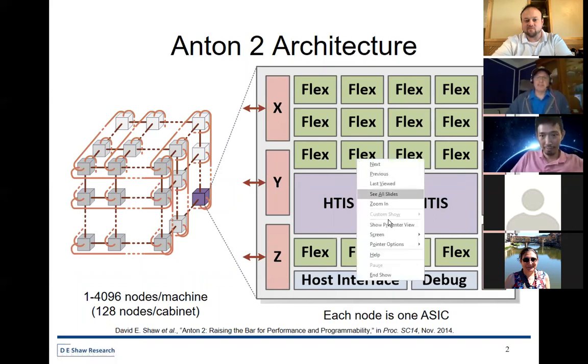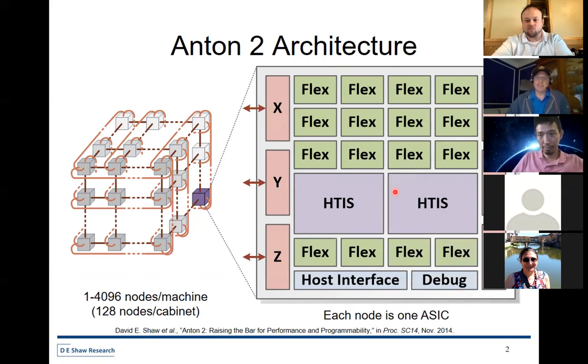And then on the right side of the slide is a blow up of one node, and one node is basically one chip or one ASIC, application specific integrated circuit. In this chip, there's three kinds of things. The HTIS, the thing that will screw up your spell checker every time, is the high throughput interaction subsystem. That's the thing that computes the near neighbor electrostatic and van der Waals forces that constitute 90% of the work in a molecular dynamics simulation. And it takes about 50% of the area of the chip.